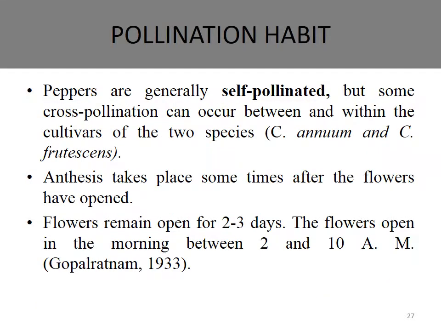Pollination habit. It is generally self-pollinated, but some cross-pollination can occur between and within the cultivars of two species, Capsicum annuum and Capsicum frutescens. Anthesis takes place some time after the flowers have opened. The flower remains open for 2 to 3 days, and it opens between 2 am and 10 am.